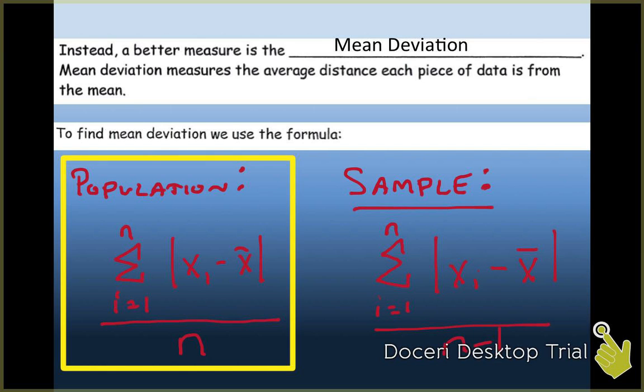Now I know this looks confusing. If you make a table, it's extremely easy to figure out. It is a lot of work, but it's easy work compared to some of the other stuff that we've done. It's a lot of work, but it's not confusing or difficult.